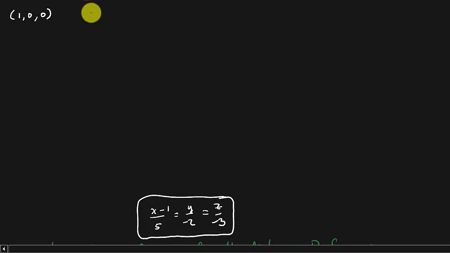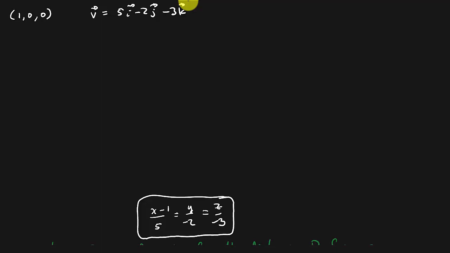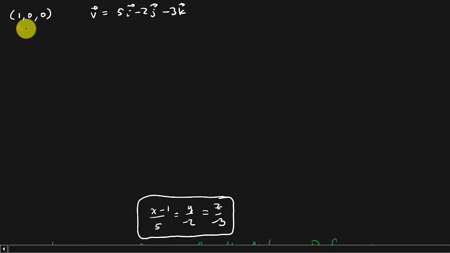Now, we had v equals 5i minus 2j minus 3k. There's our normal vector. Just remember, this is x0, y0, z0, and there's your a, b, c. We can also write that as 5, negative 2, negative 3, and there's your a, b, and c.